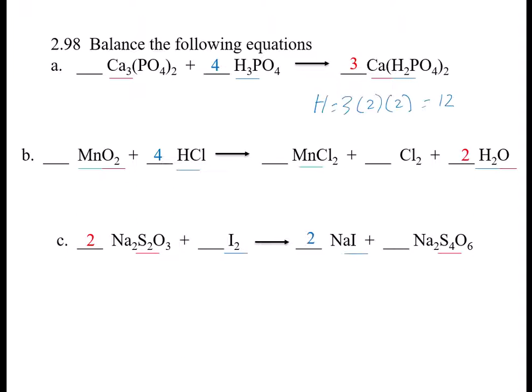Now we'll look at my sodiums. Everything else has been done, so hopefully my sodiums are done. 2 times 2 is 4, so I have 4 sodiums over here. I have 2 times 1 is 2, plus 1 times 2 is 2 to give me 4. So this is a balanced reaction.